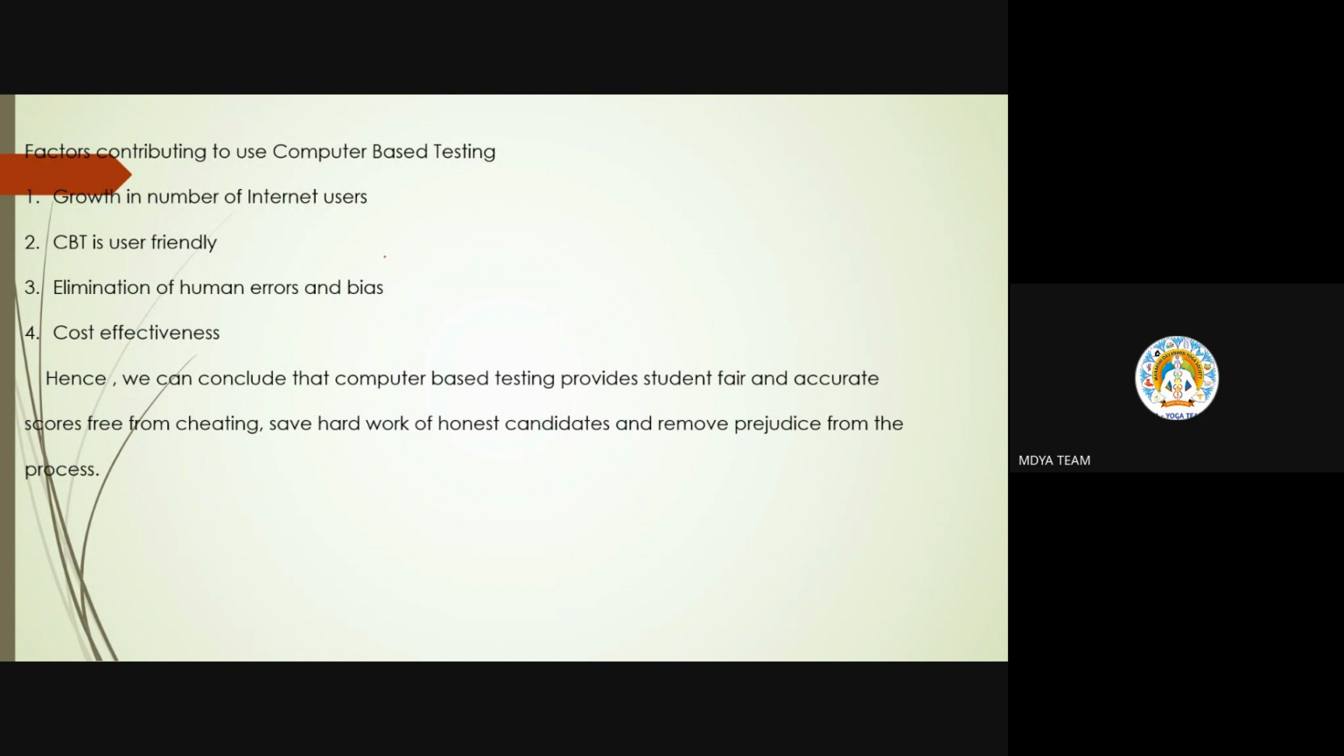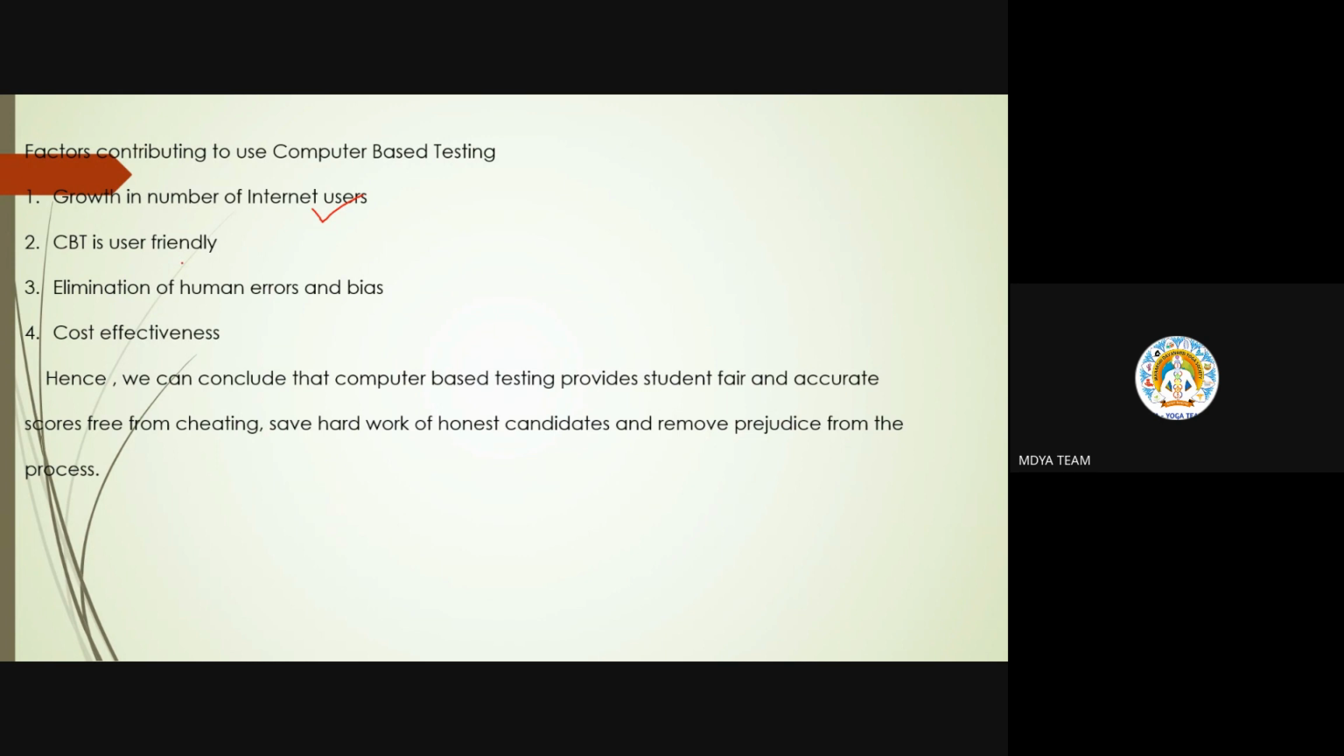Factors contributing to the use of CBT: growth in the number of internet users. Why are we shifting to CBT? Nowadays, in every household, there is a phone with a working internet connection. Vaguely, not 100%, but in about 80% of the houses, you can find phones with an internet connection, at least one phone. So the number of internet users has increased in the last years.